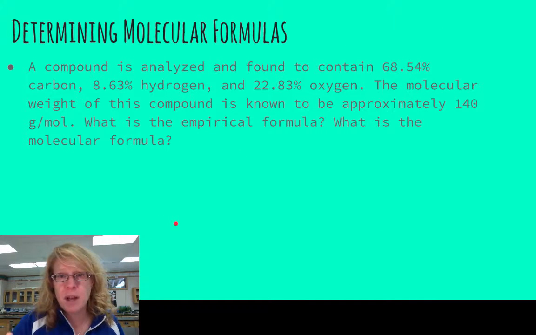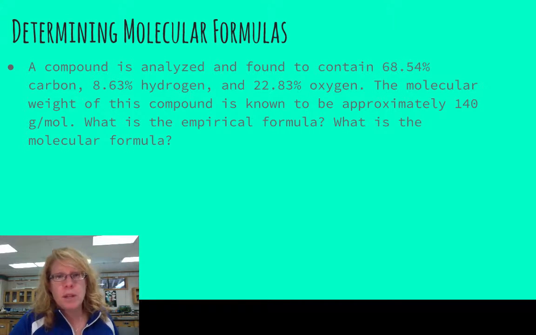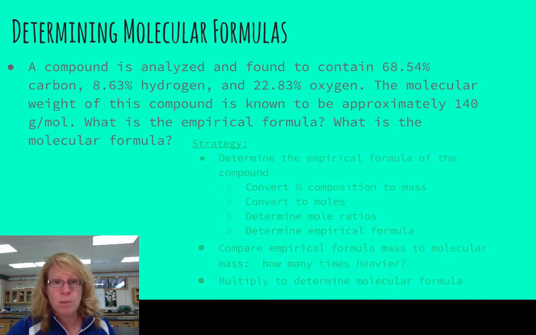Okay, we've got some sort of a compound here, and I'm giving you information on it: 68.54% carbon, 8.63% hydrogen, 22.83% oxygen. We know the molecular weight of this thing, total weight, is 140 grams per mole. So what's the empirical formula, and then what's the molecular formula? So this is a two-part problem. You always want to start by figuring out the empirical formula and then use that with the molecular mass to figure out the molecular formula. So I'm going to work my way through this. Again, it's a good example of percent composition to empirical formula problems as well.